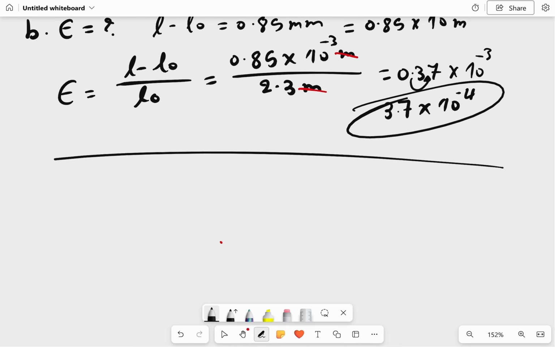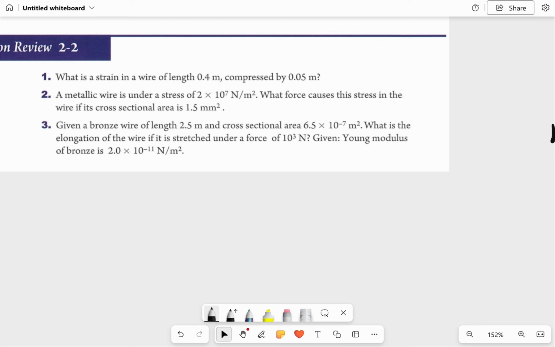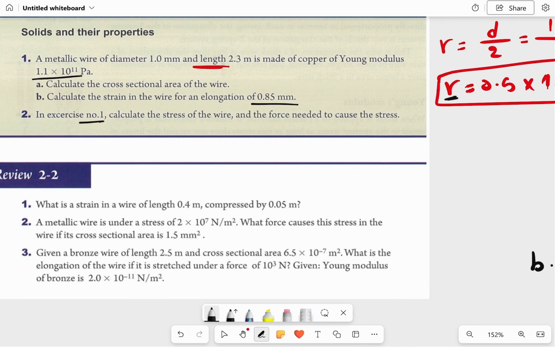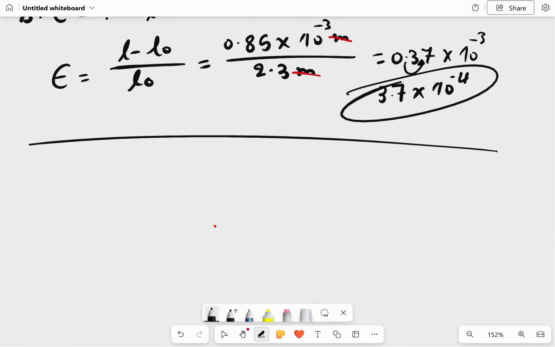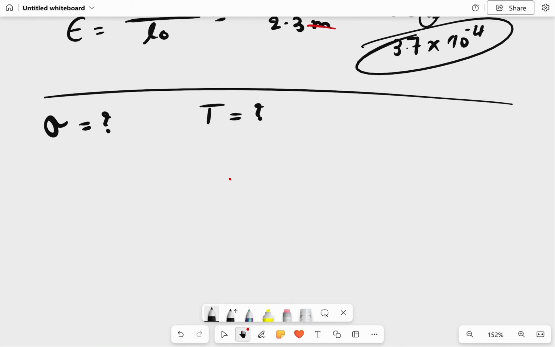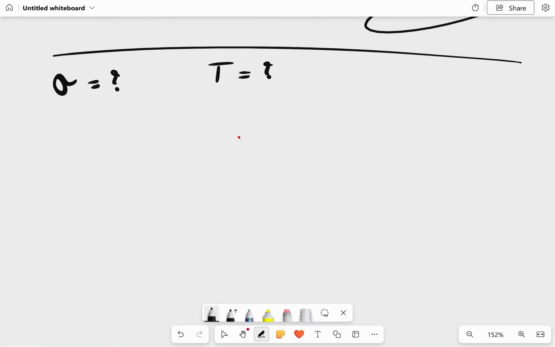Now question 2 says what? Question 2 says, in exercise number 1, calculate the stress of the wire and the force needed to cause the stress. So you need what? It says stress is equal to what? And tension is equal to what? Okay? Now it says in exercise number 1. So we had area, which was equal to what? Area is equal to 7.85 times 10 to the power of minus 7 meter squared.